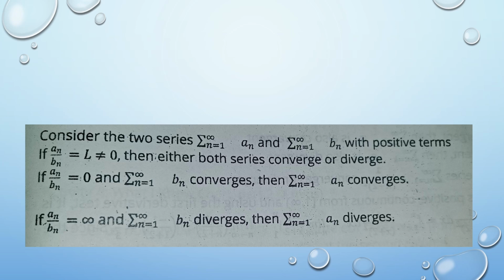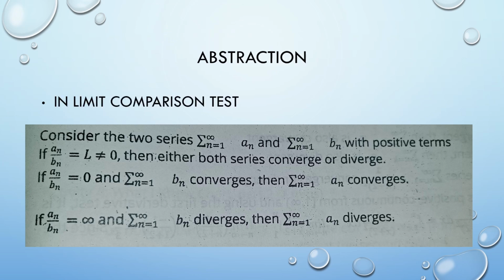Then if their limit is equal to 0, then obviously their series converge. And then if their limit is infinity, then the summation of the series from n equals 1 to infinity diverges. Both a sub n and b sub n diverge. So that is our limit comparison test.